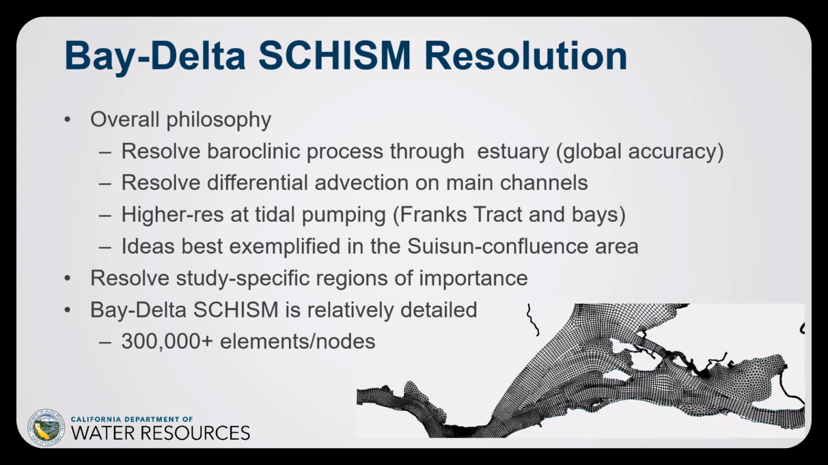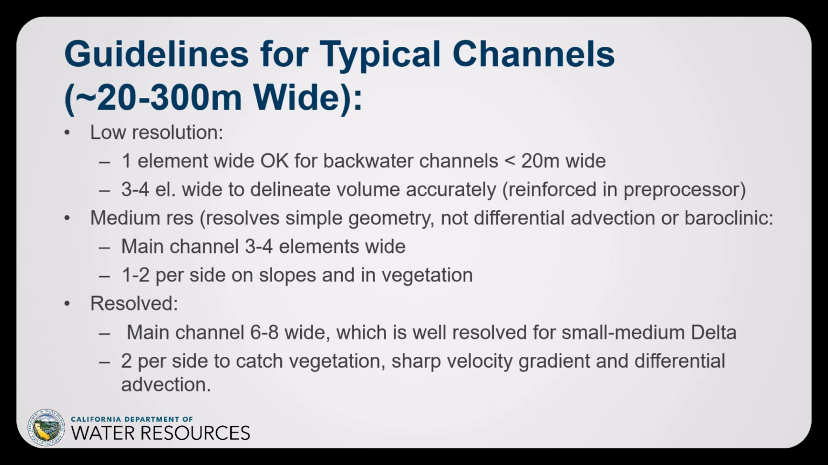Out of the box, the grid cannot be construed as a detailed model of small channels everywhere in every sub-region. And in a sense, that's why we're here today, because you might have to provide that extra bit. Despite the caveat, Bay-Delta SCHISM is considerably more resolved than any other multidimensional model in the Bay-Delta system. So, well, that still doesn't answer the question, how finely should I mesh the channel?